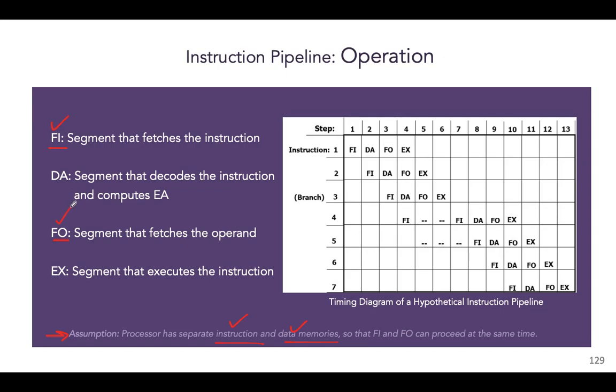So if there is no facility to have separate instruction and data memories, then FI and FO cannot proceed at the same time. There will be a problem in your pipeline. But if you have separate instruction and data memories, then FI will only access the instruction part of the memory, and FO will only access the data part of the memory. So that means these two steps can take place at the same time. Now, for the sake of this pipeline, we are assuming that we do indeed have different instruction and data memories so that FI and FO can proceed at the same time. Now we're going to try and see what's happening in this timing diagram.